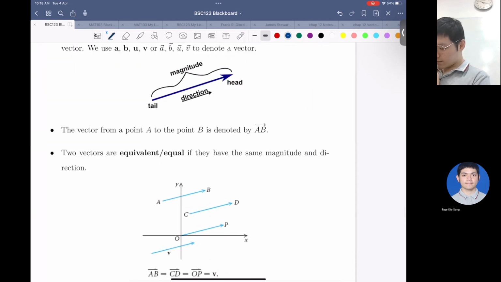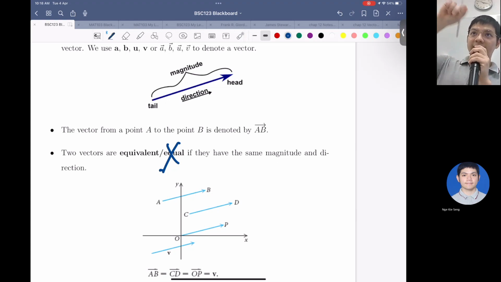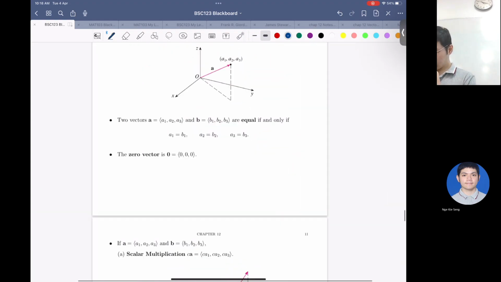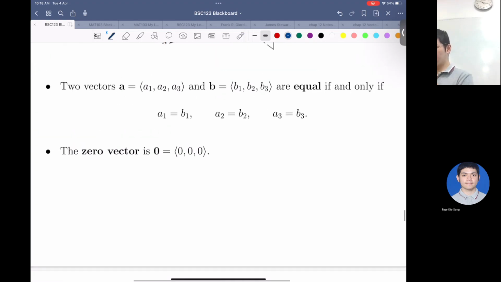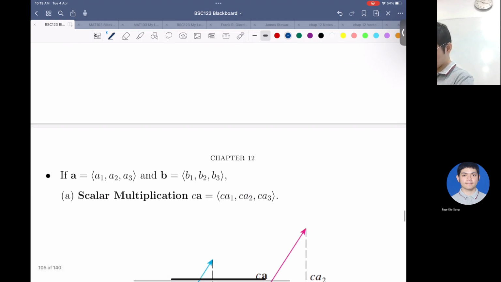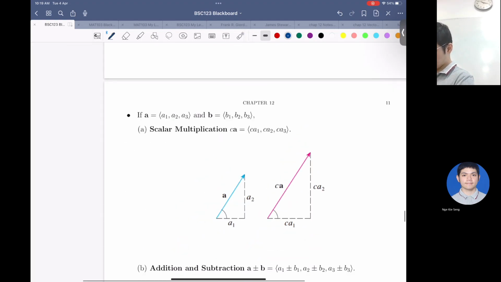So maybe we don't confuse the two uses of equal here. We talk about equivalent when they have the same magnitude and same direction, but equal only when they are exactly the same vectors, with all components the same. And the zero vector is very important because it is the identity vector for addition and scalar multiplication.